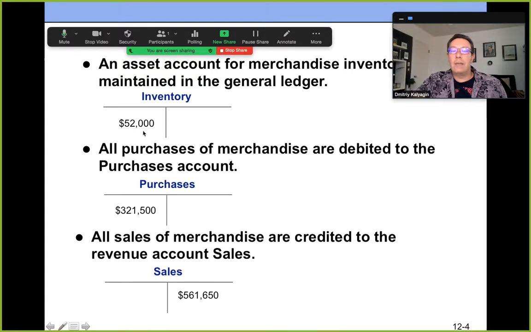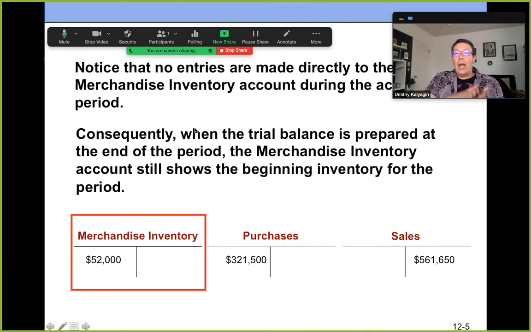You can see there is $52,000 there. But every time we made a purchase, we directly debited a different account, the purchases account. So our inventory account did not change when we bought more inventory. And when we made a sale, we directly credited an account called sales, which is a revenue account. We did not take it out of inventory. So right now, at the end of the period, unfortunately, our inventory account represents the old or beginning balance. We have not adjusted it.